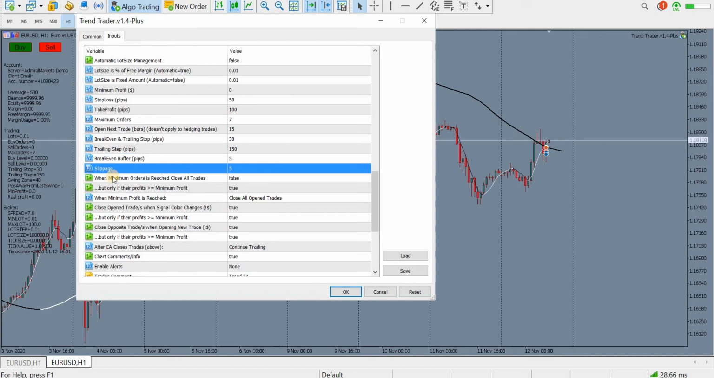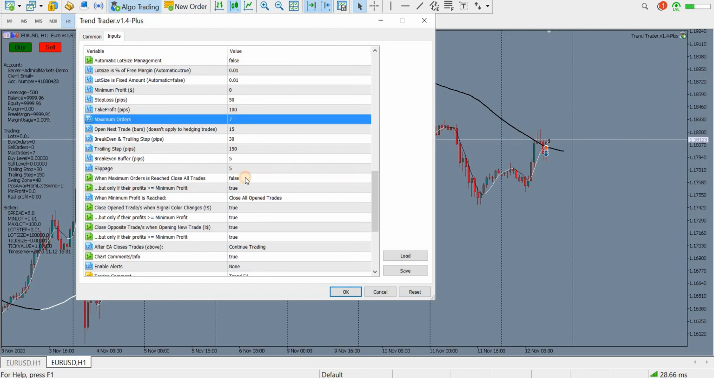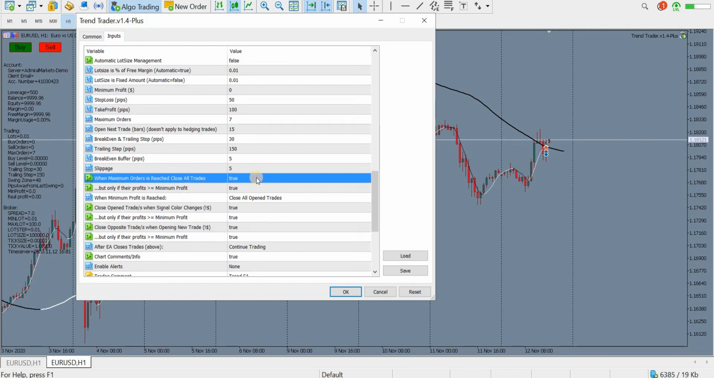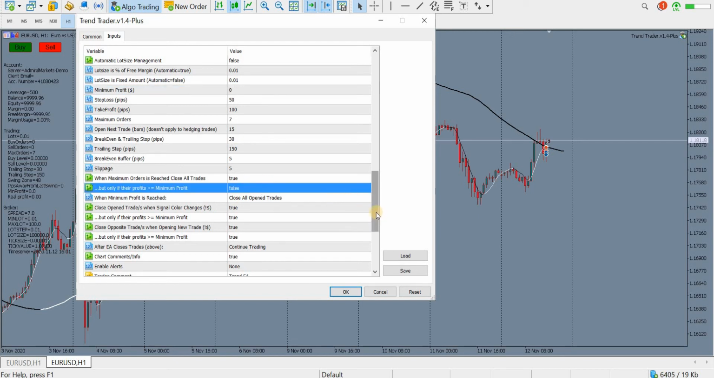Slippage is quite explanatory. What to do when the maximum orders is reached? When the maximum orders is reached, which is 7 in my settings, I can instruct the expert advisor to close all of them. However, I can also instruct the expert advisor to close all of them only if their profit is bigger or at least equal to the minimum profit. And here is where we start to make use of the minimum profit. So maybe if there's a negative profit, I don't want to close them. I will want to wait. Maybe the price will go in their favor or not.